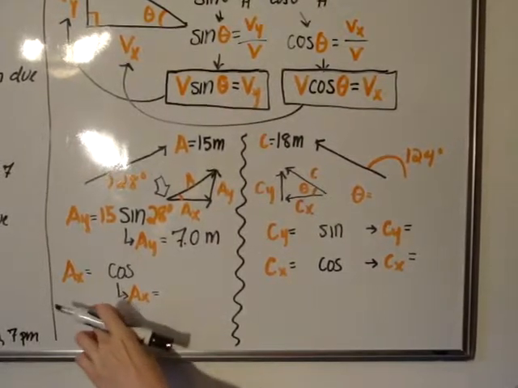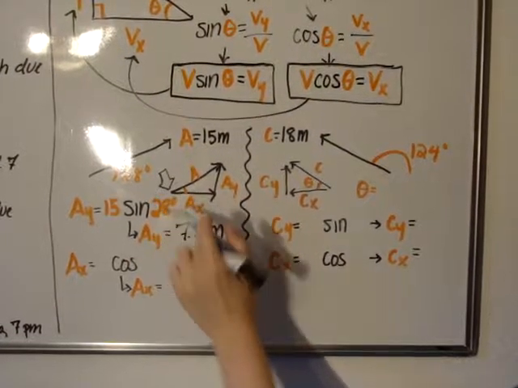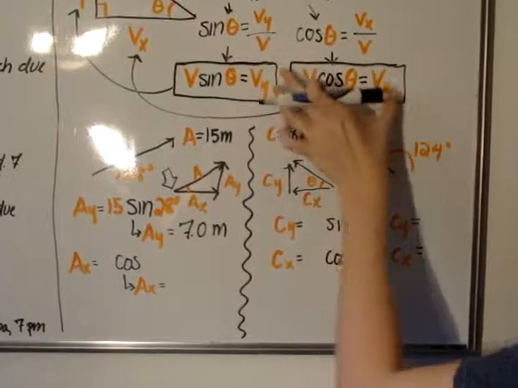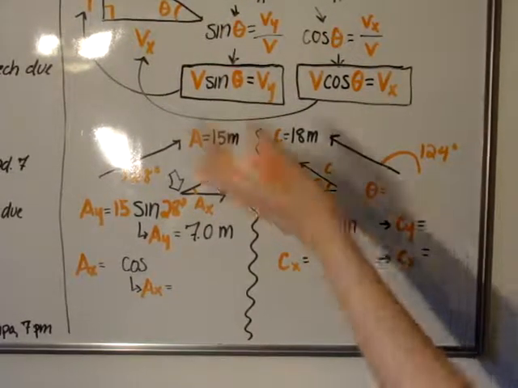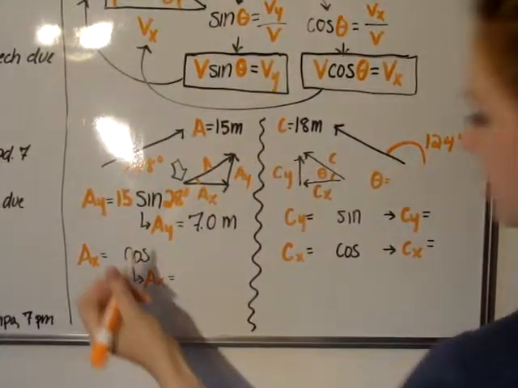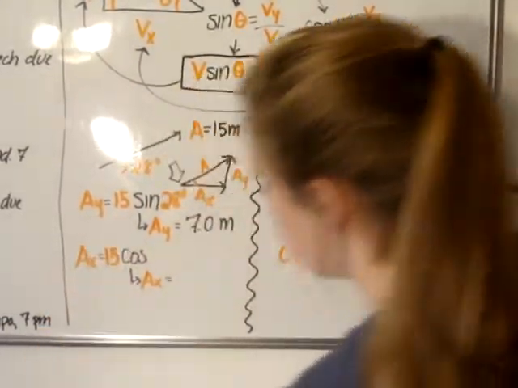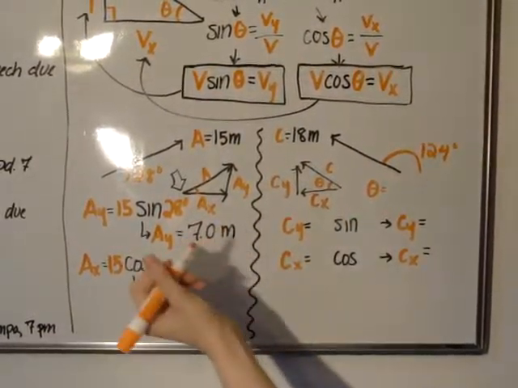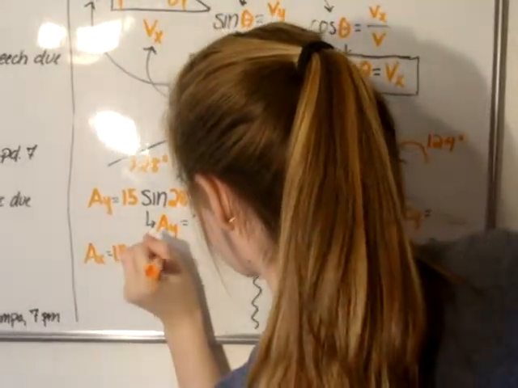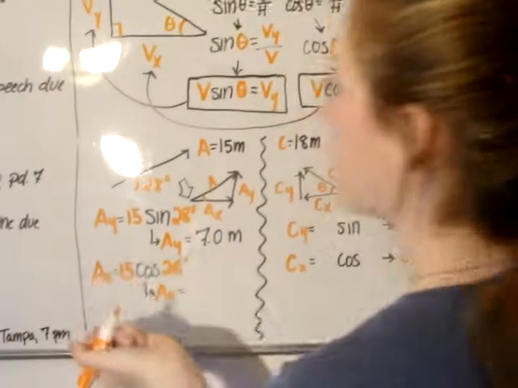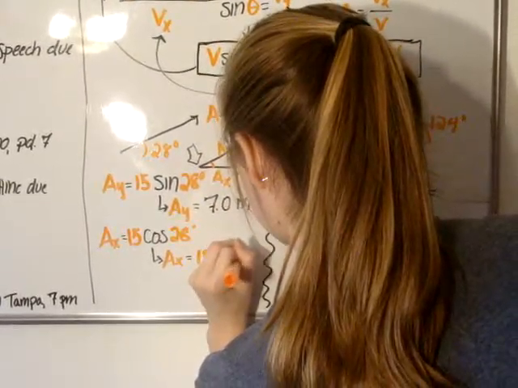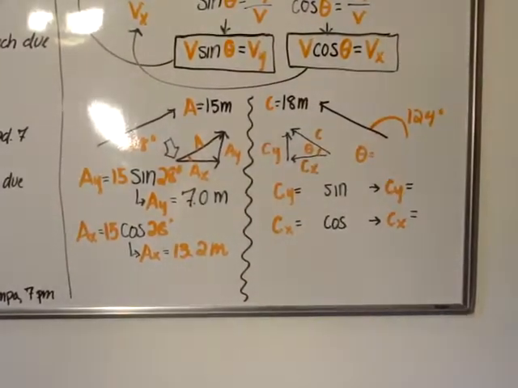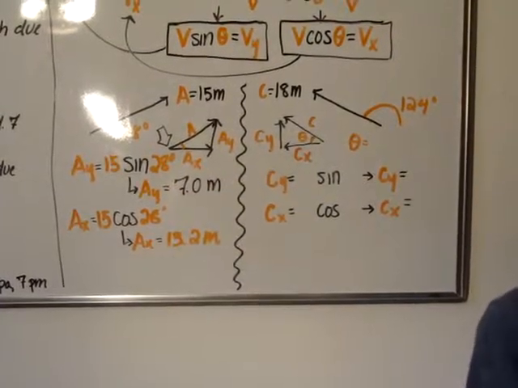And then for a sub x, or this x component down here, you're going to be using this bit over here with the cosine. You plug in the value of a again, so 15 meters, and then you plug in the angle again, so 28. And that is going to yield 13.2 meters.